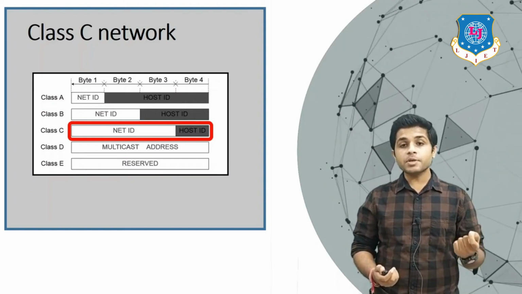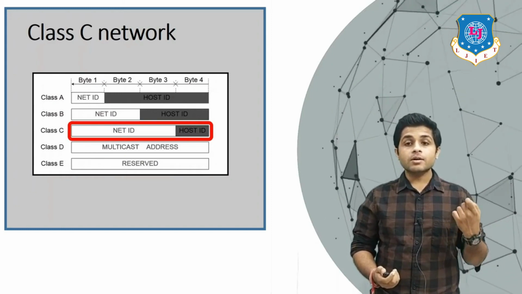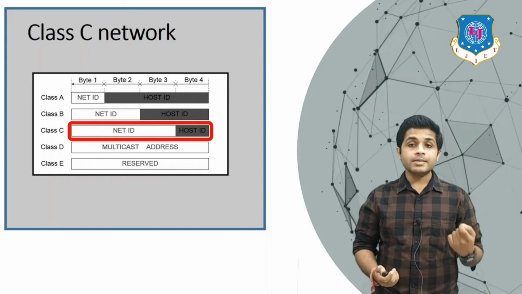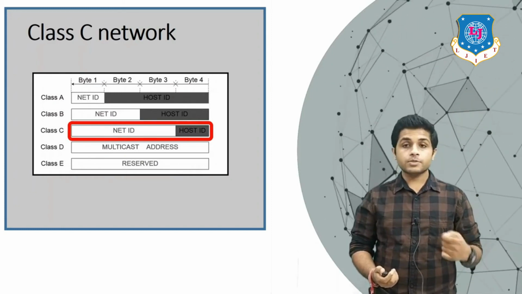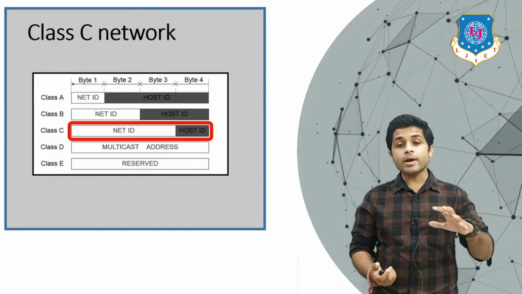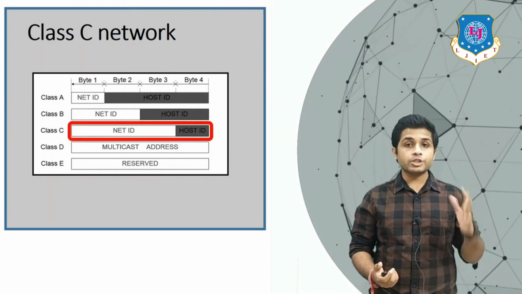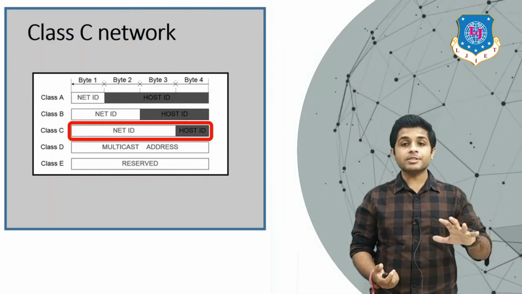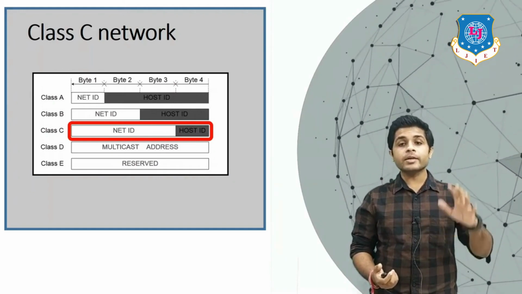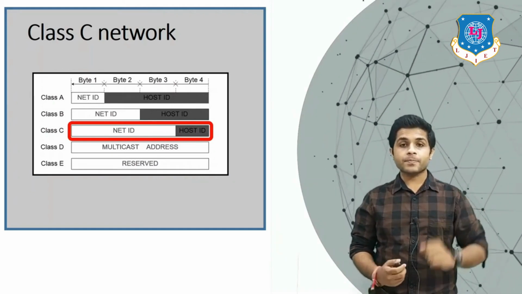That information you will get from the host ID. The size of the host ID is 8 bits. So from that 8 bits, you will know that in one network, 2 raised to 8 hosts are possible, meaning 256 IP addresses are there. So you can create a network having 256 devices.